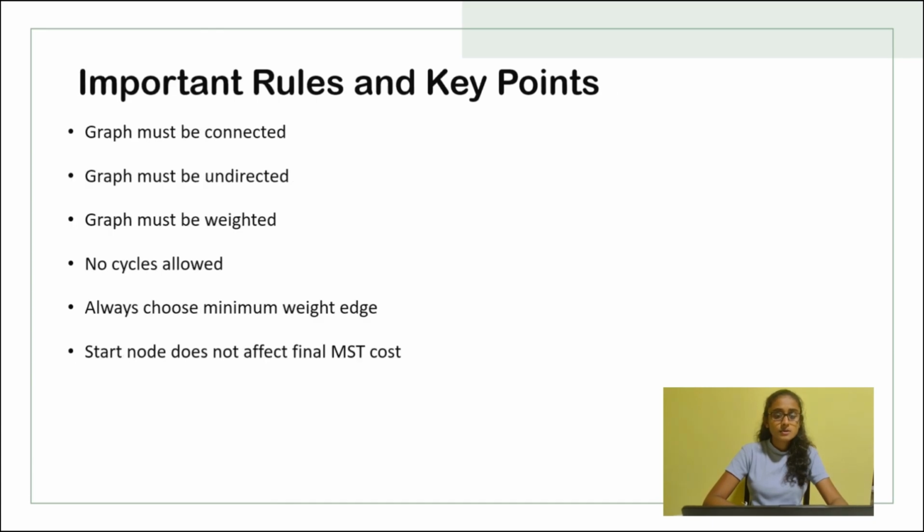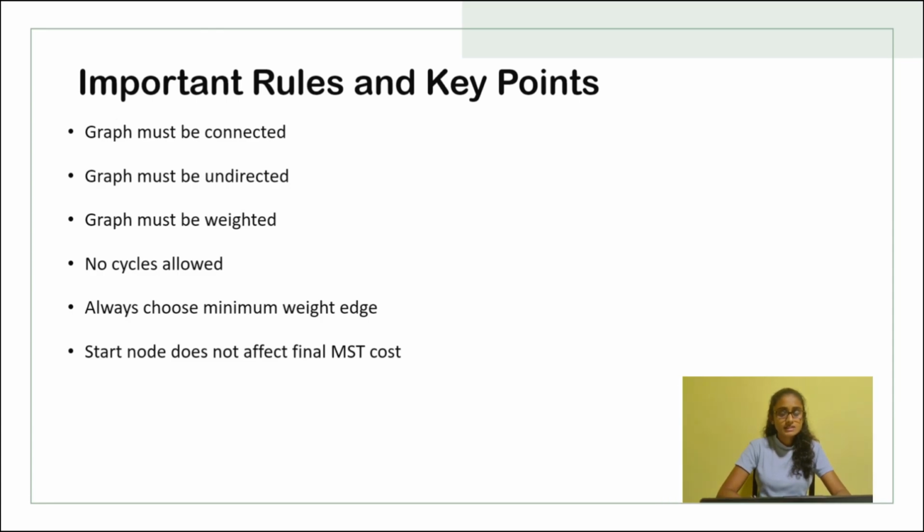Let's look at some important rules and key points you must remember for this algorithm. These rules help the algorithm work correctly and give the correct minimum spanning tree. First one, graph must be connected. Next one is graph must be undirected. Third one, graph must be weighted. Next one, no cycles allowed. Next one is always choose minimum weight edges. The last one, start node does not affect minimum spanning tree cost.